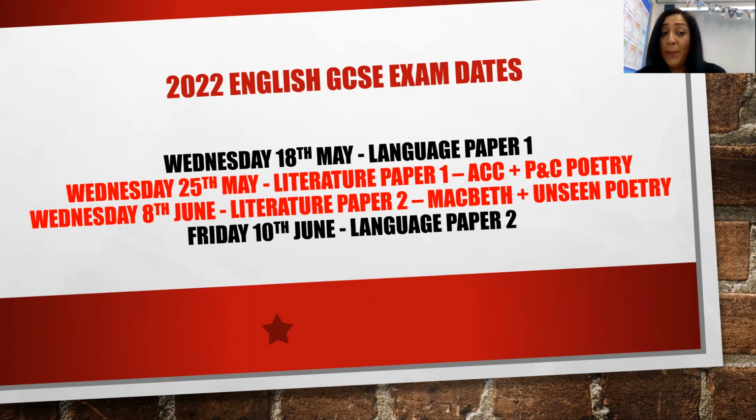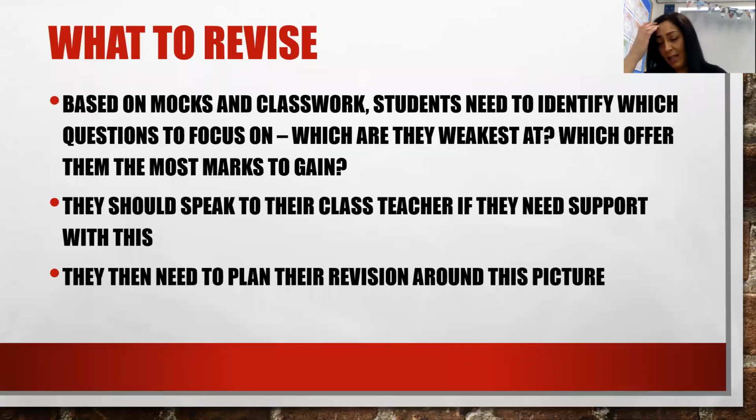After the half term, Wednesday, the 8th of June, is the second literature paper, and students will have to answer questions on Macbeth, so an essay question on Macbeth, and respond to unseen poetry. And then at the end of that week, on Friday, the 10th of June, they will do their second language paper. So we don't have very long now before those exams start, and it's about using that time to its best advantage. So with that in mind, what to revise?